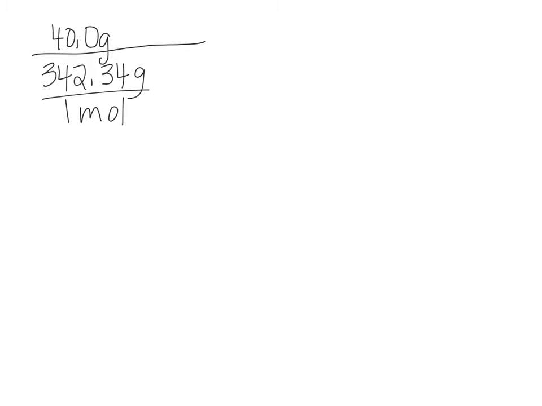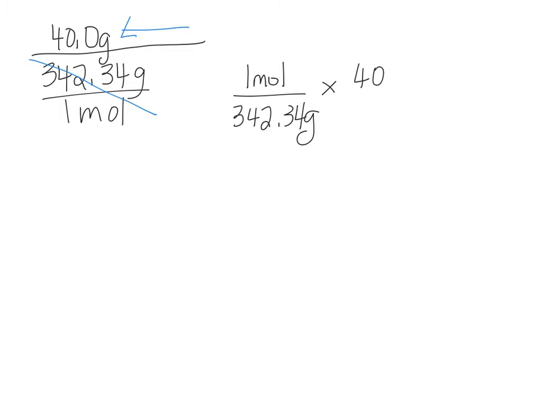To use our first ratio, we have to flip it. We are going to use 1 mole over 342.34 grams. I haven't changed the relationship. I've just changed the way it's written. To get rid of the grams on the bottom, the thing that we multiply it by has to have grams at the top. We only have one other number, and that's 40 grams. So if I multiply this by 40 grams, grams cancel. The unit left is moles, so I know my math is going to be okay.